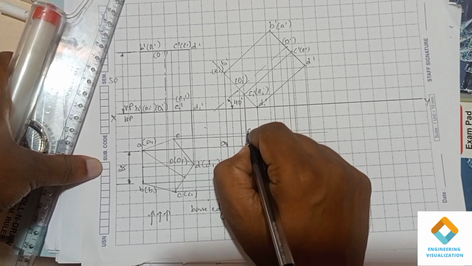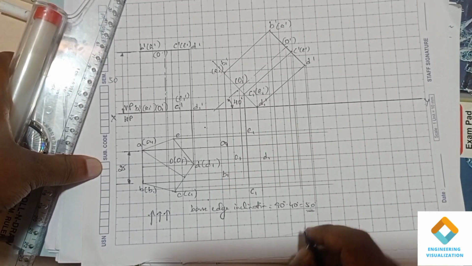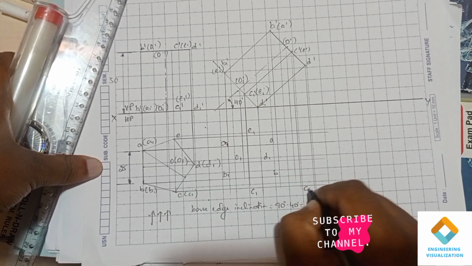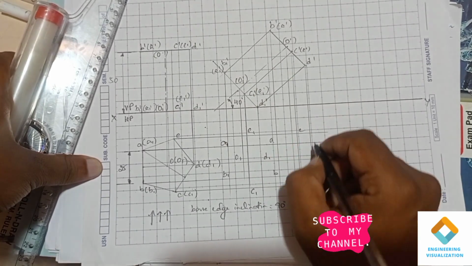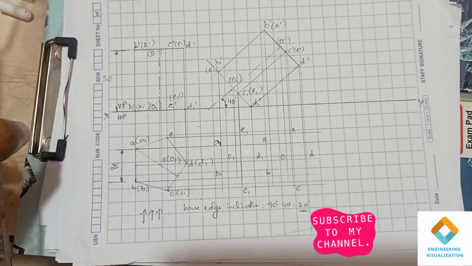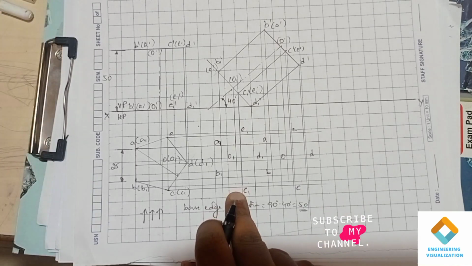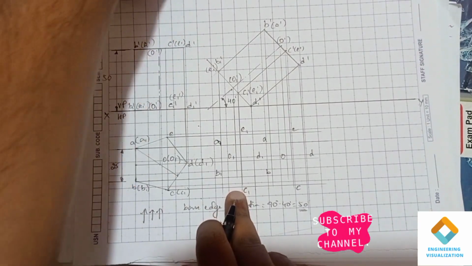D1 and E1, and this is O1. Same way for the top face, A, B, C, D and E, and mention the O here. Now to construct this second position top view, we will be following 3 steps here.